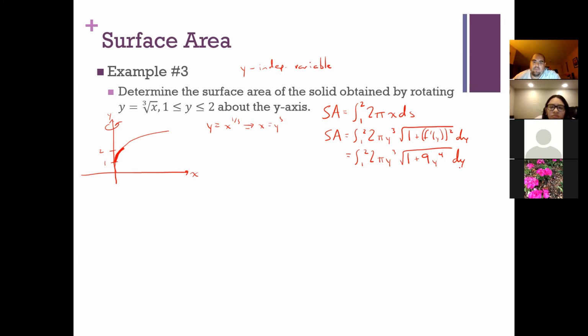Any questions about this integral and the way it's set up? I think if we're happy with the setup, it's complete. We can move on to computing it. Why is it 9y to the 4th? So let's take a derivative here. So x prime is going to be 3y squared. And then x prime squared is going to be 9y to the 4th.